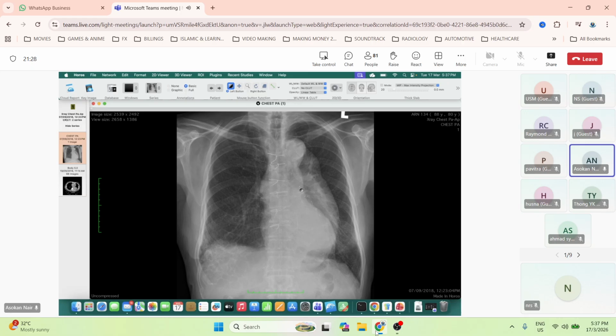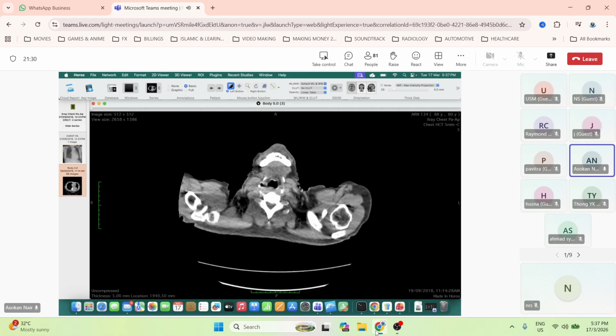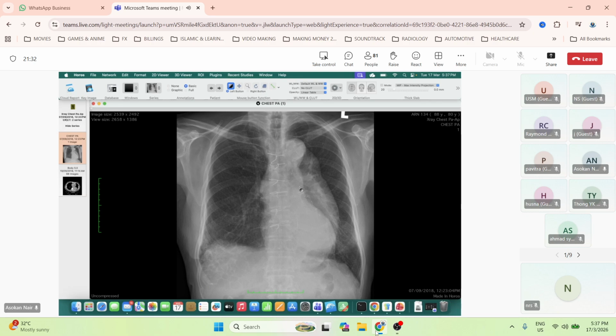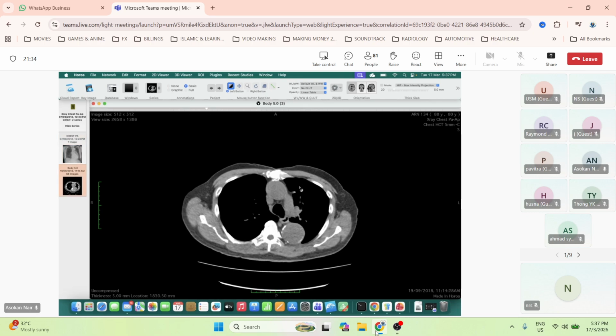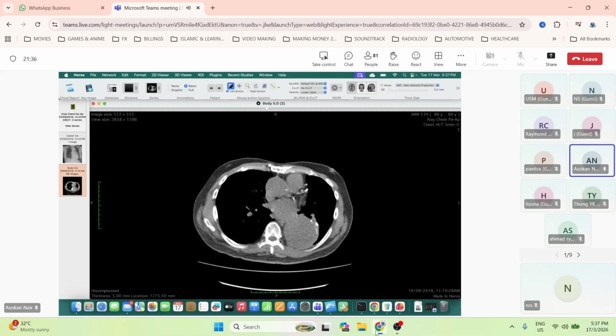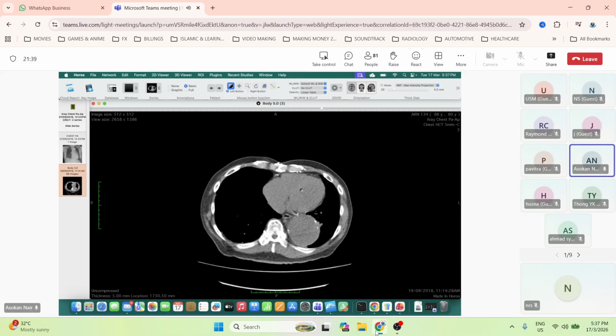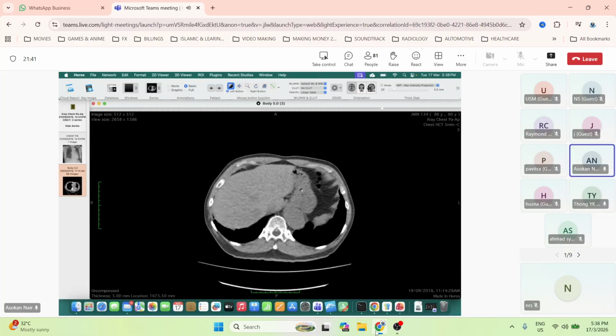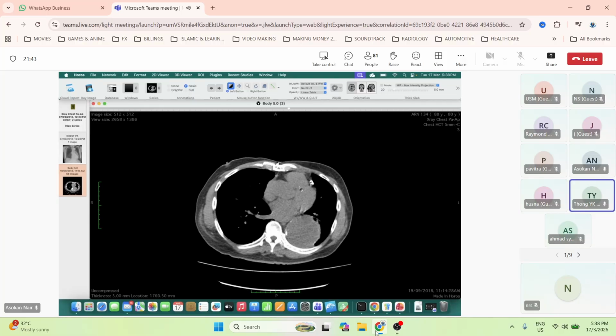get a CT done. Just a moment. So that is the thoracic aortic aneurysm. Okay. Okay, thank you, Dato'. All right.